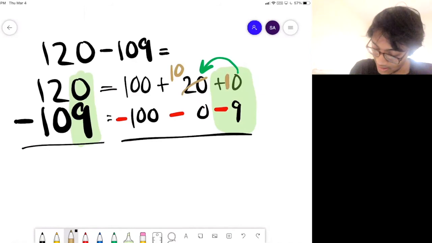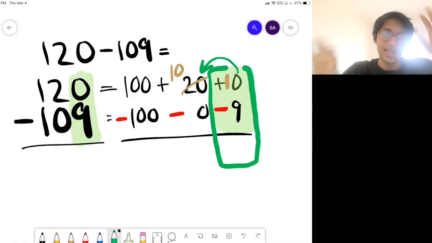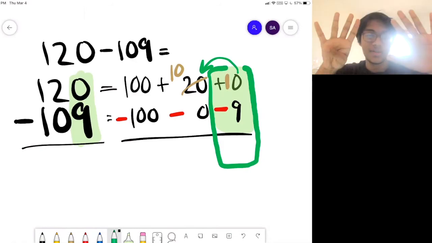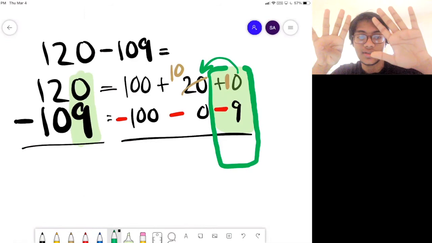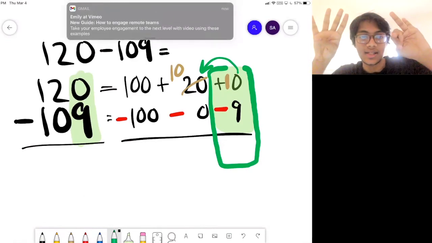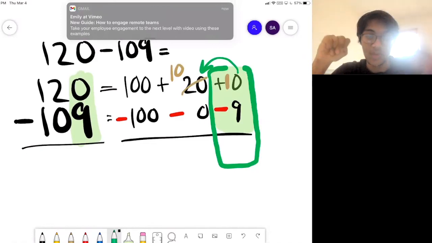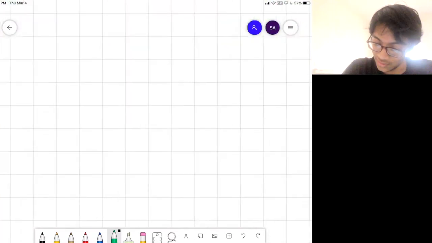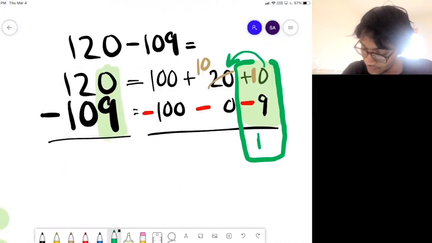So 10 minus 9 over here, 10 minus 9 is what? Well, I got 10 in my head, I have 9 fingers, so count down. 10 in my head, 9, 8, 7, 6, 5, 4, 3, 2, 1. So, whoa, 10 minus 9 is 1.